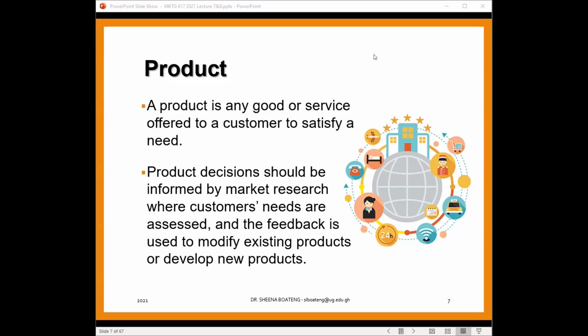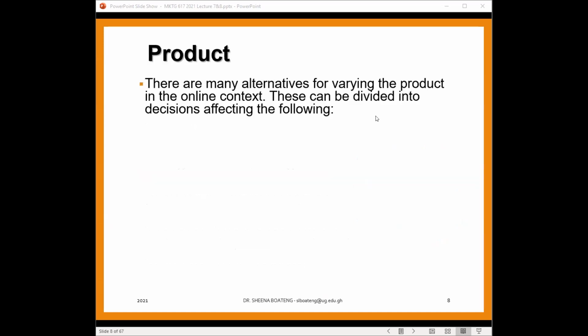Yes, Doc. Good. So in making these product decisions, based on the feedback that we get and the information we gather through our marketing research, as electronic marketers, there are various ways in which we can modify the product.